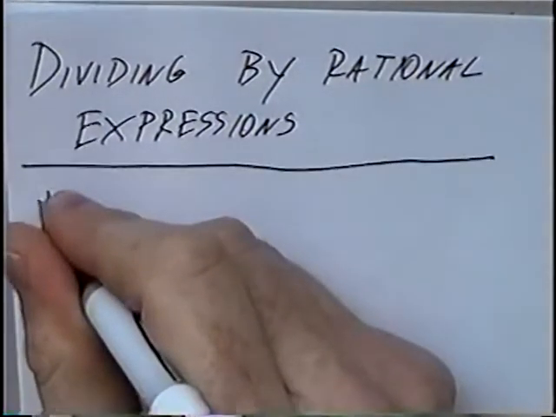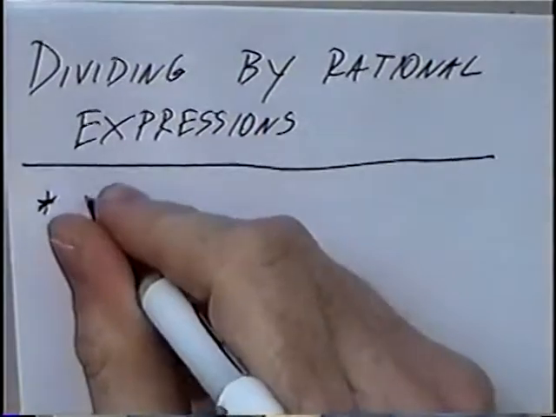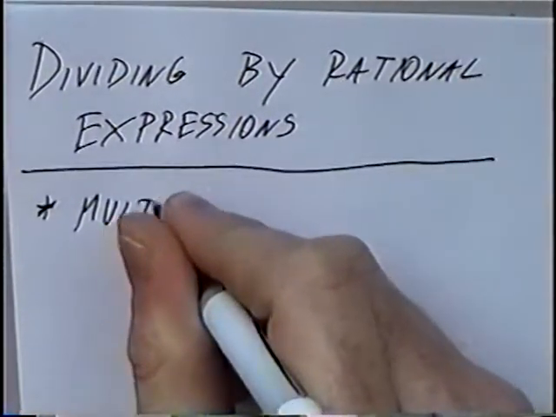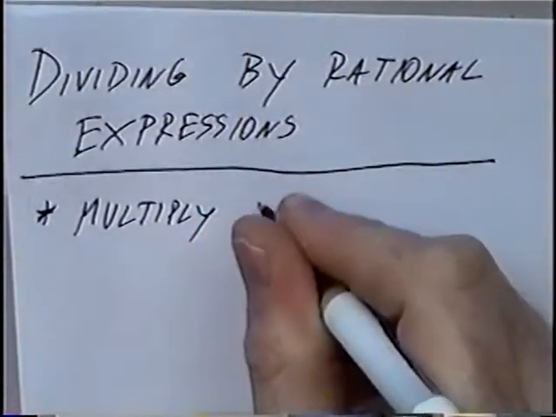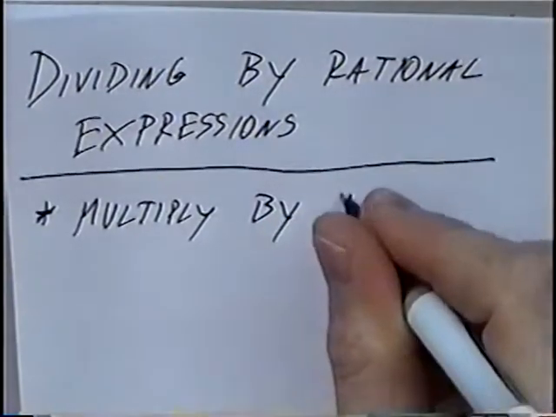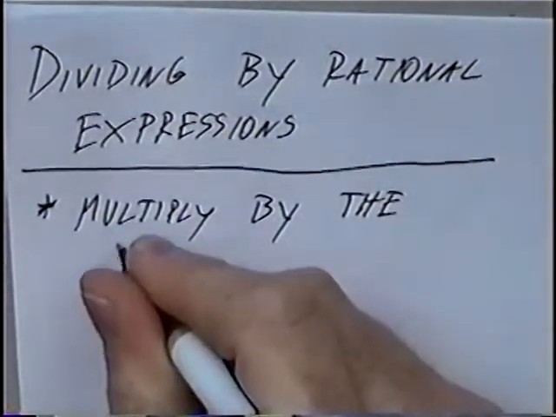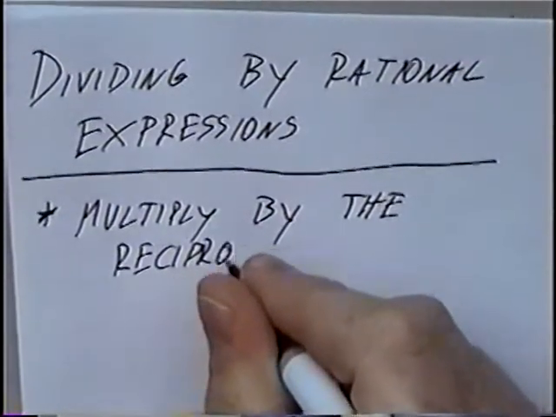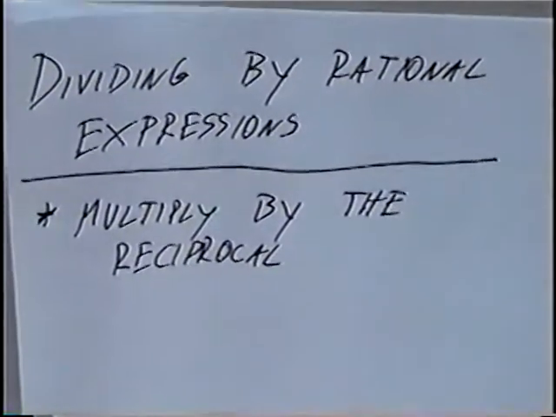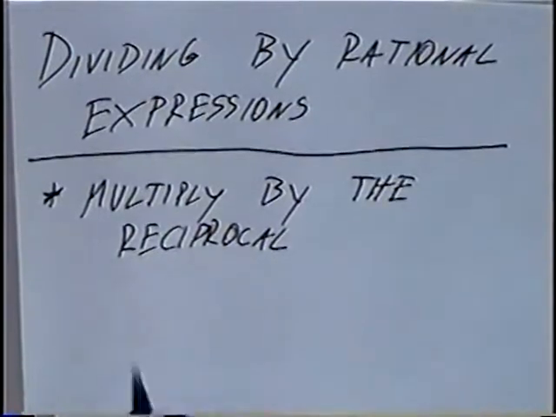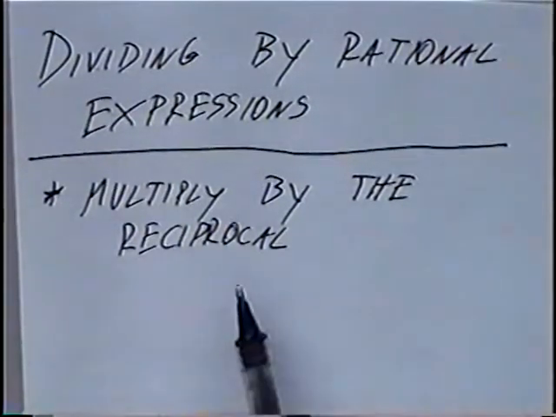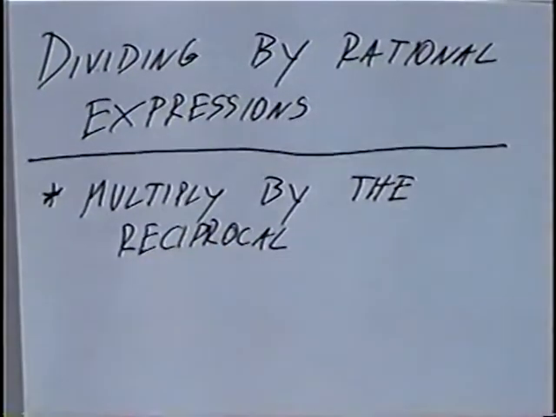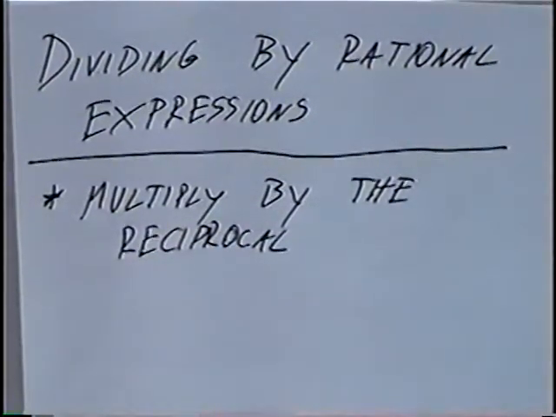One definition or step for the section is multiply by the reciprocal. In this section, just like other sections, if we're dividing by a fraction, we'll end up multiplying by the reciprocal, which is the same fraction but flipped upside down.